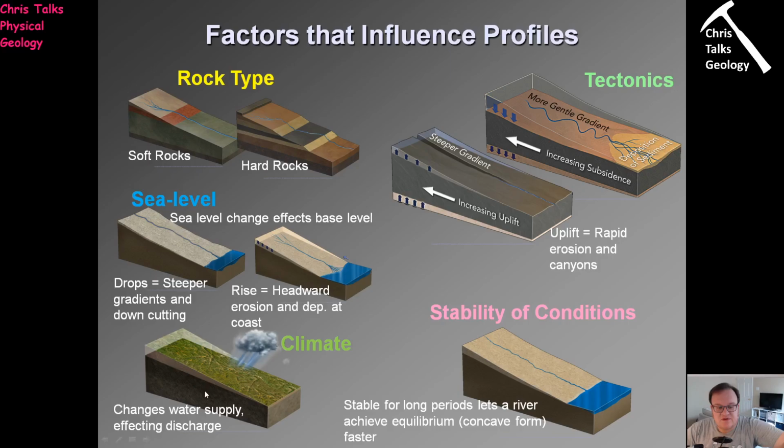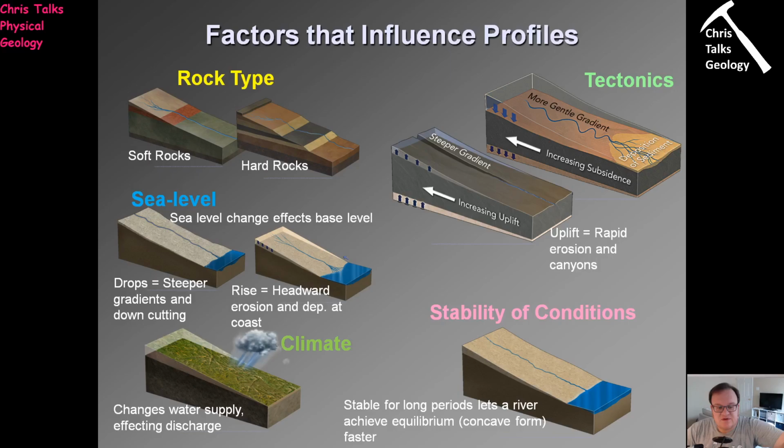Okay, then of course there's climate. Climate's a pretty obvious one. If you have a steady, continuous climate, it's going to allow your river to achieve its perfect profile faster. So if you get constant rain, then your river is constantly flowing at a constant rate, constantly eroding, and your river will achieve its profile quite quickly.